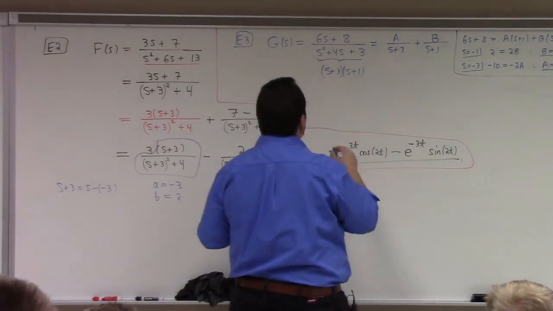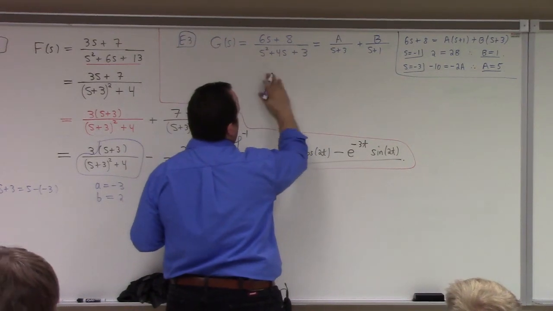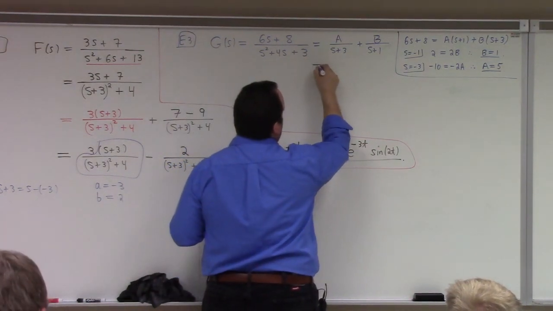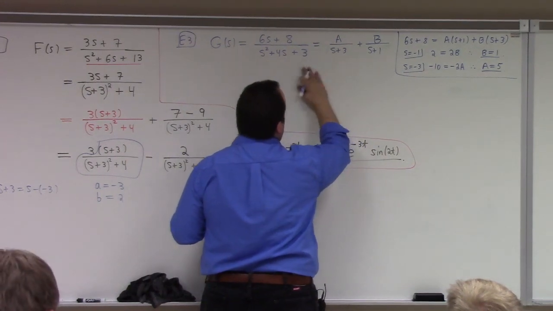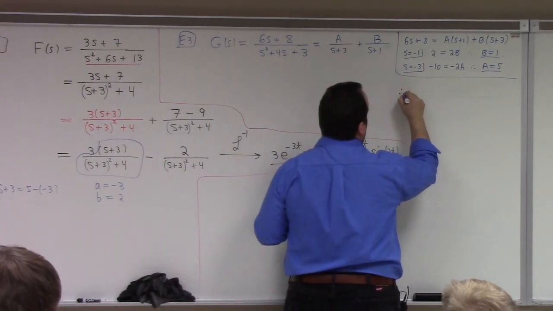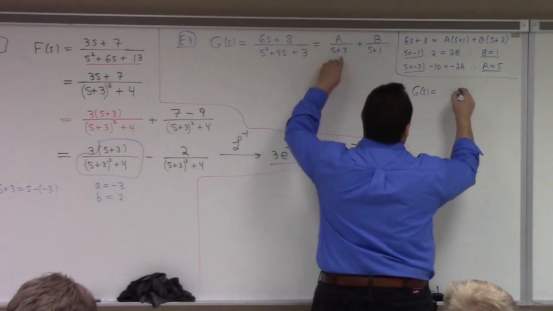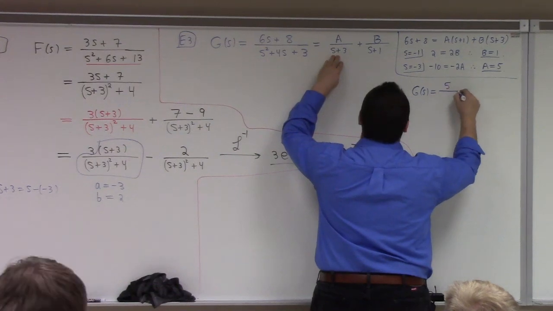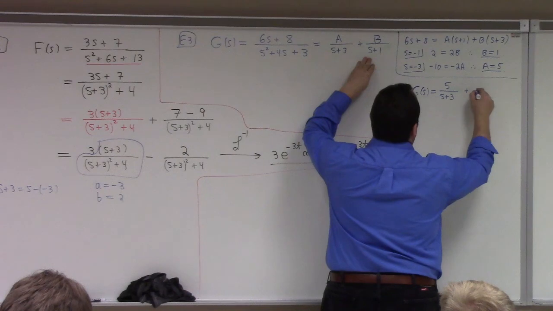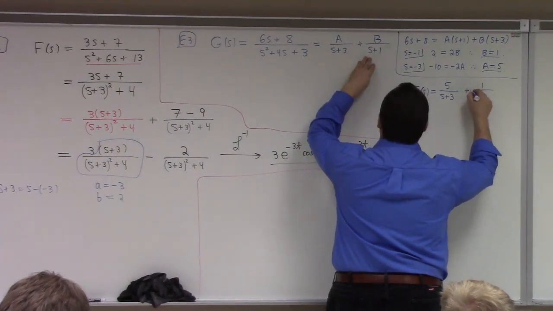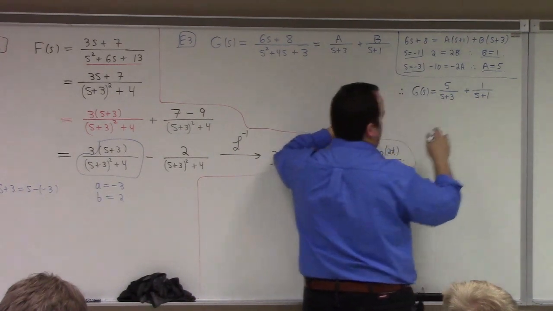And if you'll allow me to erase that so that it doesn't clutter things here. So what we found is that this is actually equal to, tell you what, I'll do it down here. So therefore, g of s is what? G of s is equal to 5 over s plus 3 plus 1 over s plus 1. This is nice.